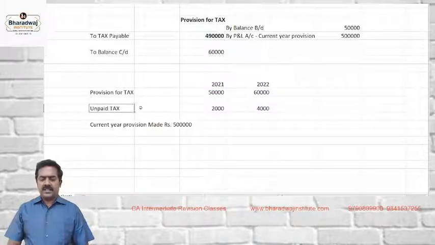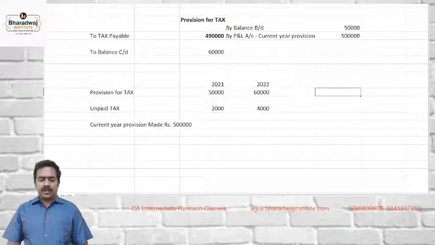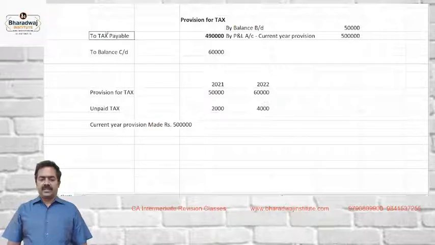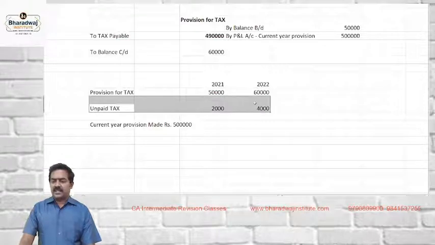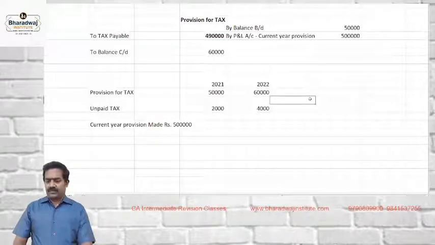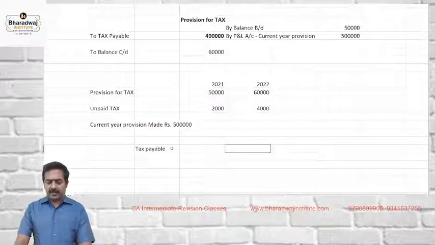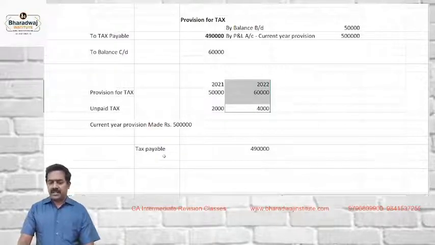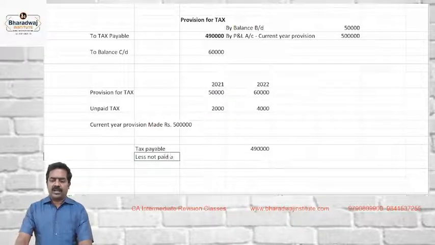There is an unpaid tax at the beginning of the year and at the end of the year. Suppose this unpaid tax is not given in the problem, then this tax paid would have been taken as cash outflow. Since unpaid tax is given in the problem, what to do? What is the tax payable? 4 lakh 90,000. This closing balance is unpaid, less whatever is not paid at the end of the year.